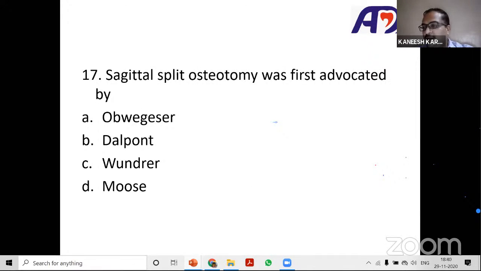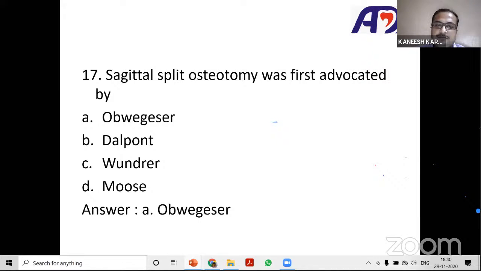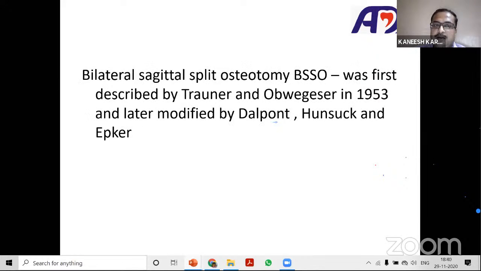Okay, just now I said sagittal split osteotomy was first advocated by, excellent, Obwegeser. First described by Trauner and Obwegeser in 1953, and then later modified by Dal Pont, Hunsuck, and Epker.